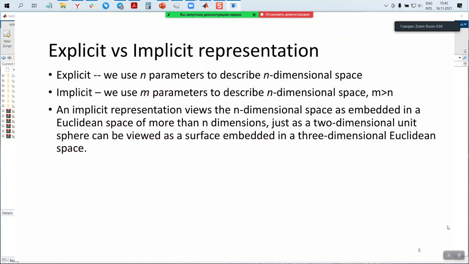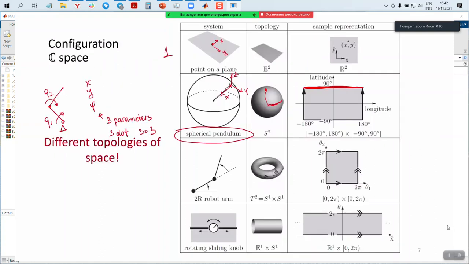And once again, the explicit representation, in Russian it means ясное представление, is when you use n parameters to describe n-dimensional space. Like you have a two-dimensional space here, a point on a plane with 2 degrees of freedom and two parameters. Like in the third example, you have 3 degrees of freedom, like a planar joint, motion along the x-axis, motion along the y-axis, and also rotation. And you have three equations, three parameters, 3 degrees of freedom. So they match.